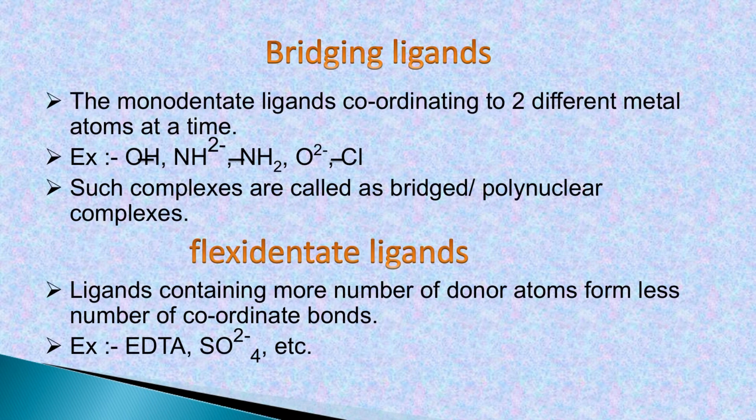Bridging ligands. What are bridging ligands? Bridging ligand means there are some ligands which make coordinate bond with two different metal atoms. It is here also, and here also.